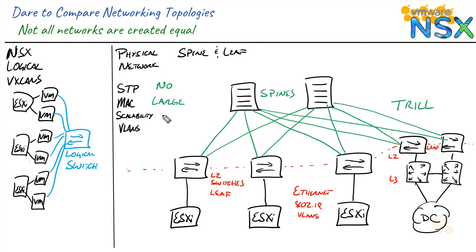When it comes to scalability, we do have very good scalability because we have fully utilized uplinks, and really the main limitations that we're going to run into would be at the MAC address table level and the fact that because this is shared across the network, we are limited to 4,094 VLANs for the entire infrastructure rather than just for any one particular rack or pod.